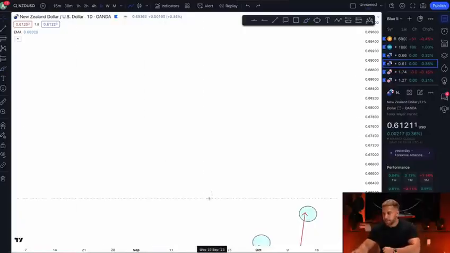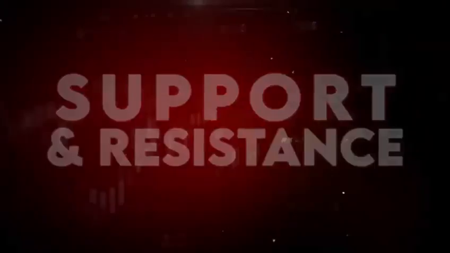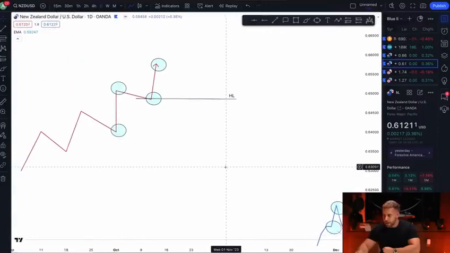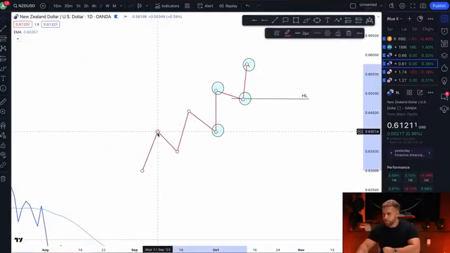And that takes me to the next point, which is going to be support and resistance. Support and resistance is identified because of these elbows. Without these elbows, you would not be able to determine what is a level of support and what is a level of resistance. So again, remember, what is support?